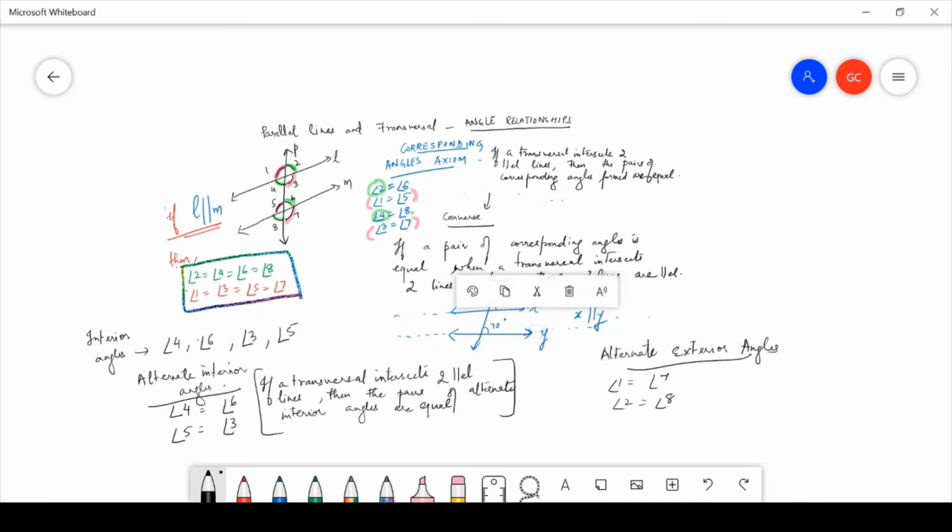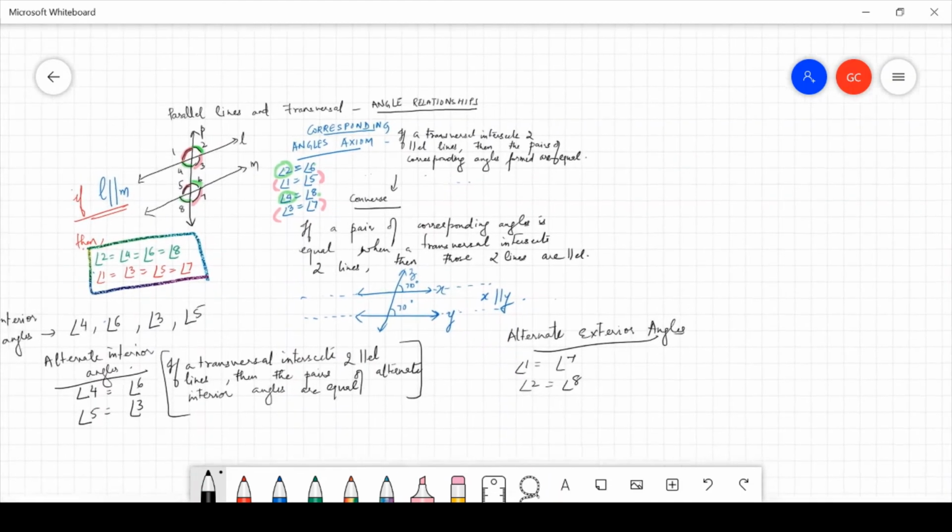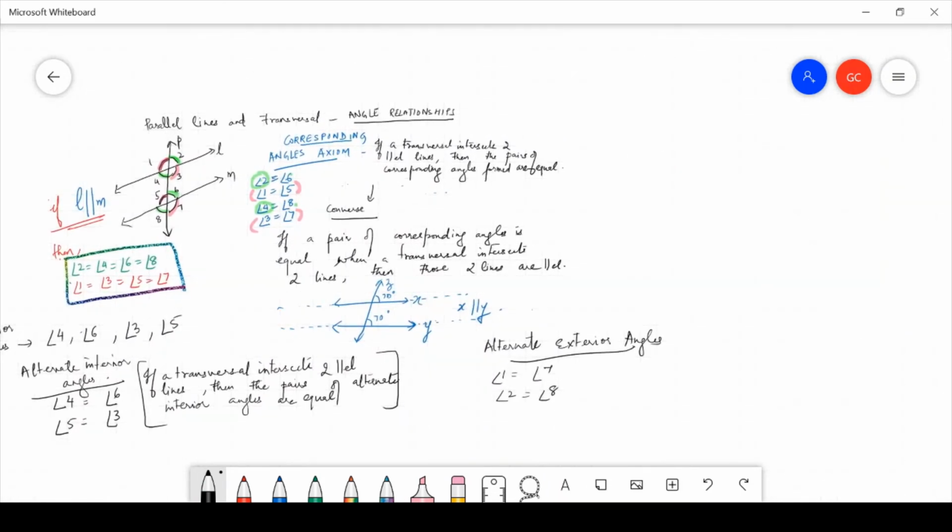I'm going to go into one more relationship, and that's between interior angles on the same side of the transversal. Let's see this part. Interior angles on the same side of the transversal. Now let's look closely at this diagram.